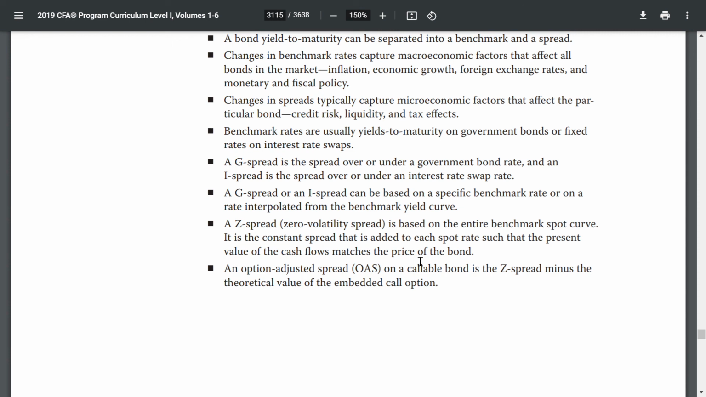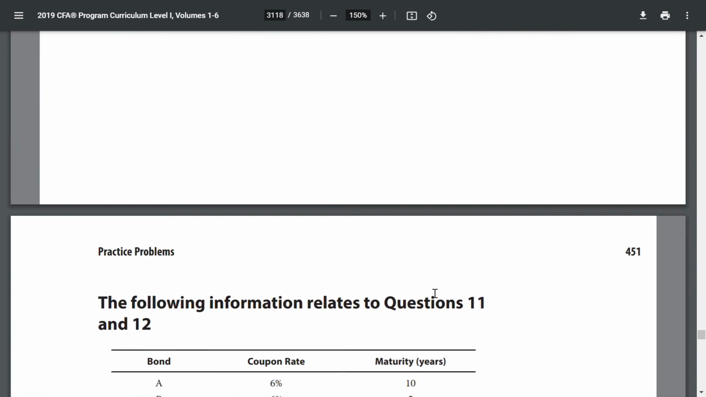It's the constant spread that is added to each spot rate such that the present value of the cash flows matches the price of the bond. An option adjusted spread, or OAS, on a callable bond is the Z spread minus the theoretical value of an embedded call option.